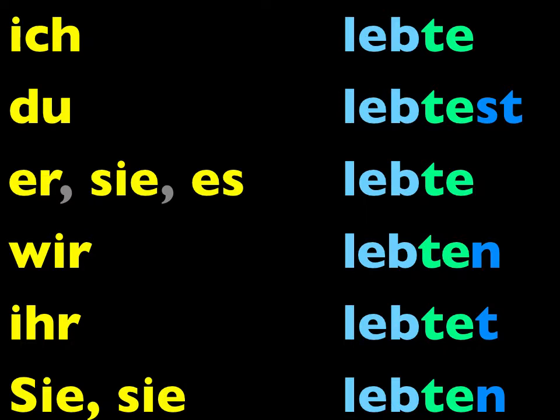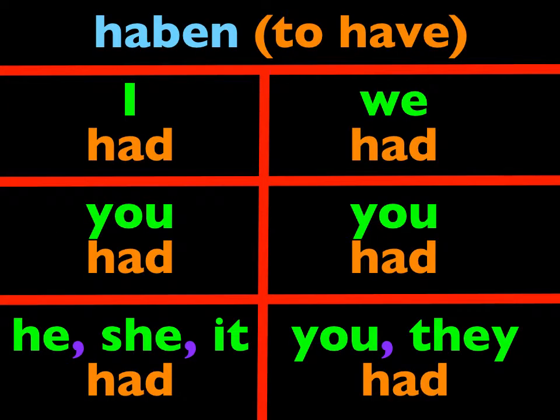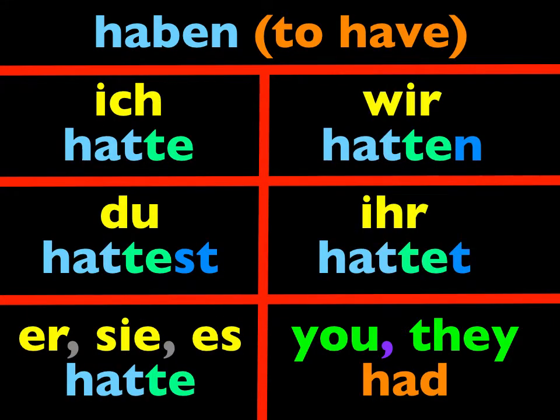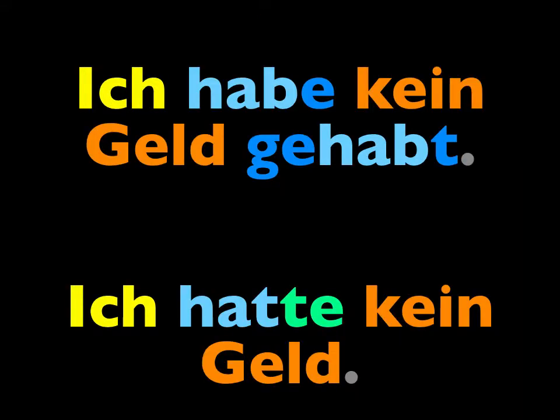Also in the last lesson, we learned the imperfect tense of the verb haben. We learned that it's ich hatte, du hattest, er hatte, wir hatten, ihr hattet, und sie hatten. And we learned that both of these can mean I had no money. Ich habe kein Geld gehabt, or ich hatte kein Geld. But in this case, the imperfect tense, the one at the bottom, is the preferred. With haben, the imperfect tense is the preferred past tense, especially conversationally, of course.